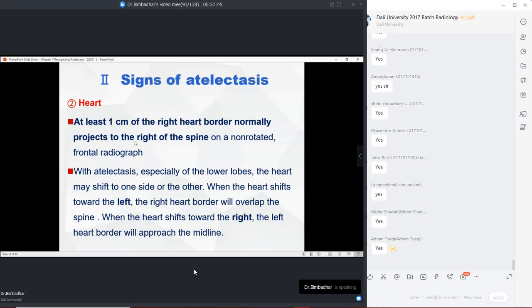Right. Now, signs of atelectasis and its influence on the heart. The right heart border is at least 1 centimeter lateral, projecting to the right of the spine, on a non-rotated frontal radiograph. Then, with atelectasis, especially of the lower lobes, the heart may shift to one side or the other. When the heart shifts towards the left, the right heart border will overlap with the spine. When the heart shifts towards the right, the left heart border will approach the midline. Now let me try to actually interpret this one for you.